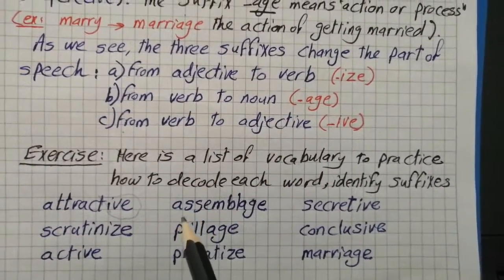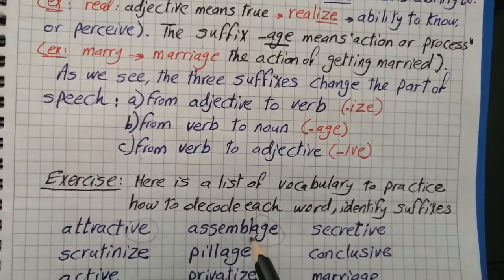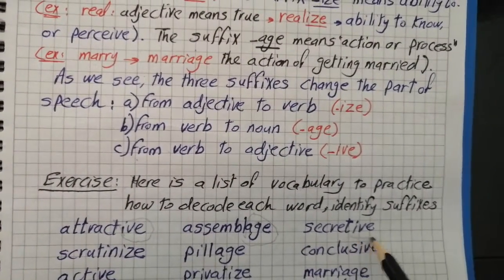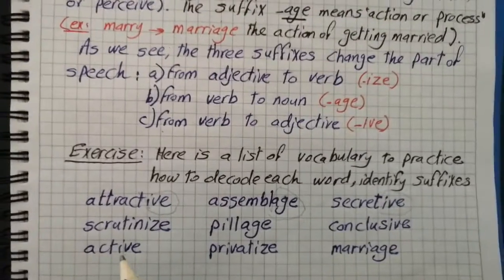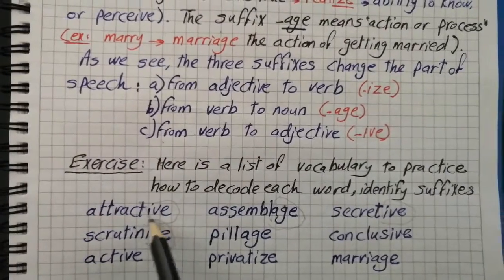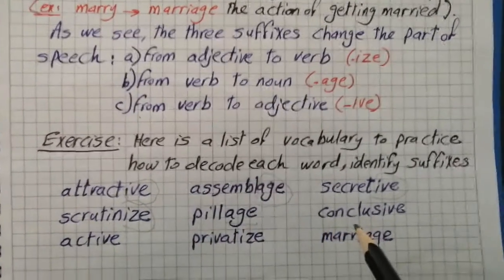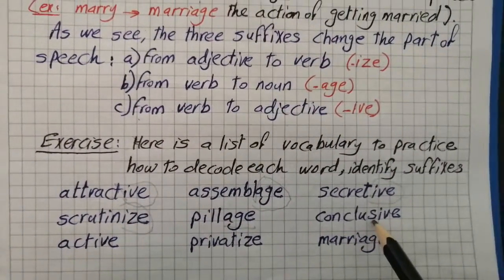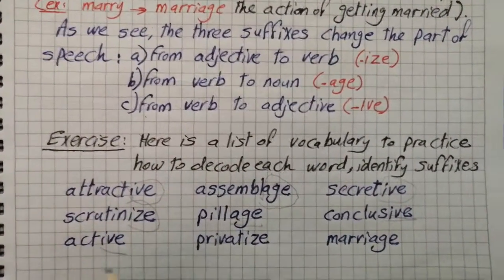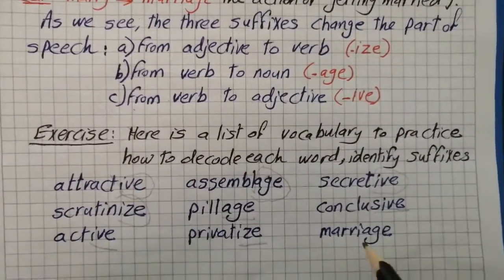The word assemblage. What do you think the suffix is? Yes, great. It's AGE. The word secretive. What do you think the suffix is? Yes, it's IVE. The word scrutinize. What is the suffix? Yes, it's IZE. Pillage. Yes, it's AGE. Conclusive. Yes, IVE. Active. Yes, IVE. Privatize. IZE. Marriage. AGE.